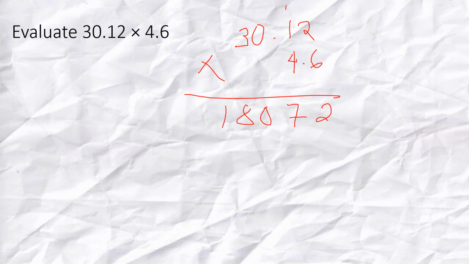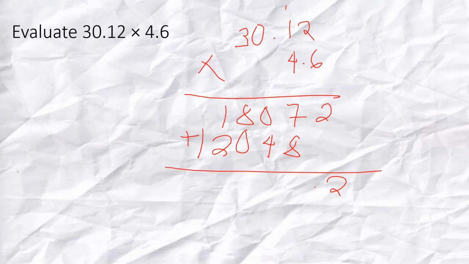And for the last one, we have 30.12 times 4.6. 6 times 2 is 12, regroup 1, 6 times 1 is 6, plus 1 is 7, 6 times 0 is 0, 6 times 3 is 18, 4 times 2 is 8, 4 times 1 is 4, 4 times 0 is 0, 4 times 3 is 12. So we need to add: bring down 2, 7 plus 8 is 15, regroup 1, 0 plus 1 is 1, plus 4 is 5, 8 plus 0 is 8, 1 plus 2 is 3, bring down 1.